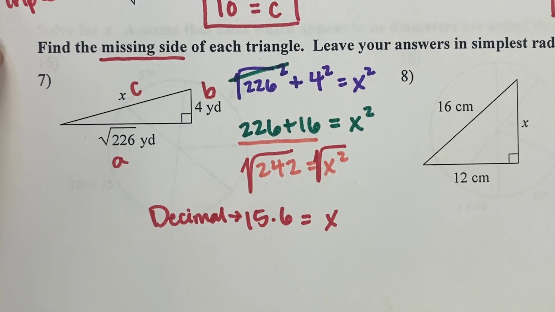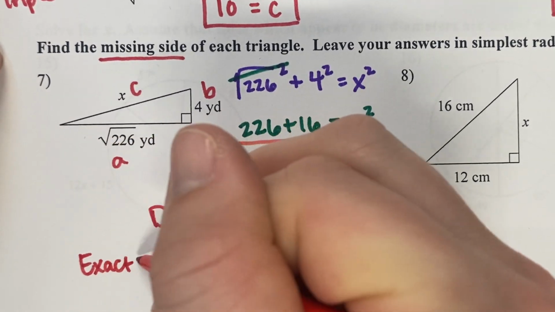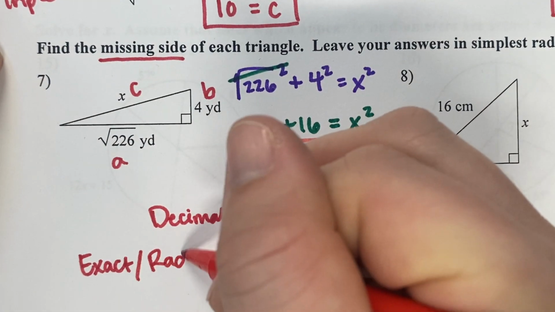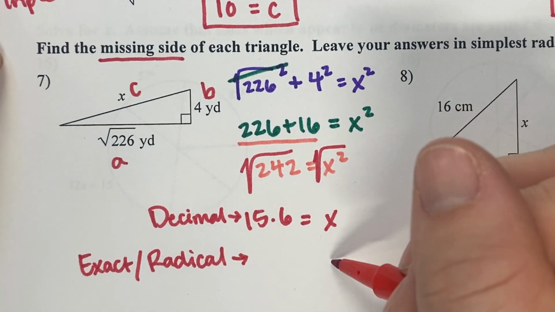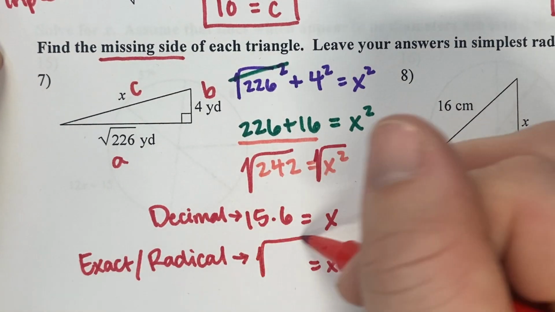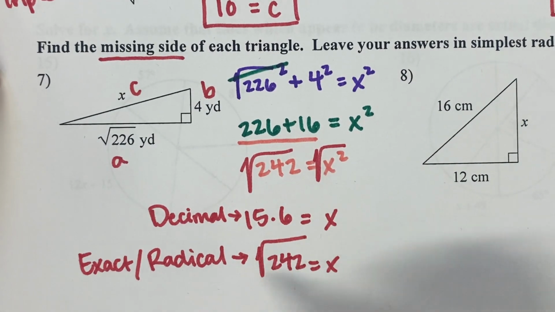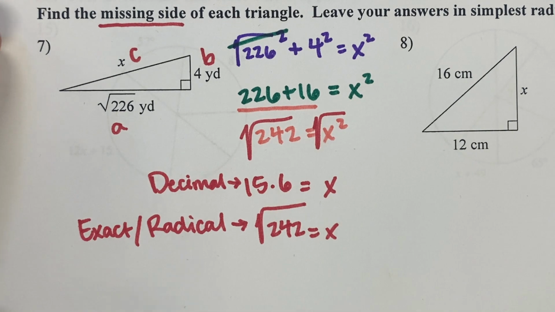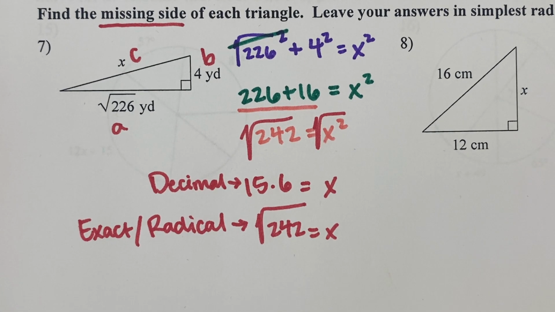That's our decimal form. But if it says something like give the exact or radical version, then what it actually wants is the square root of 242. And you don't even have to punch it in your calculator. Both of these answers are technically correct. We solved for that missing side. It just wasn't a nice, pretty number.